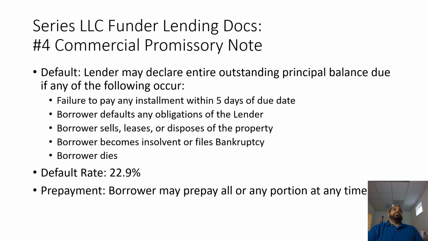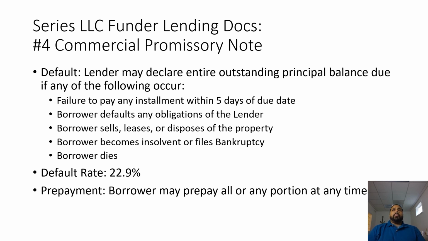Next, if a default occurs where the borrower sells, leases, or disposes of the property, or the property gets damaged, that's considered a default if the payments aren't made. Okay, so if the borrower sells the property and doesn't pay it off, that's a default. The lender can demand their money and will demand their money immediately.